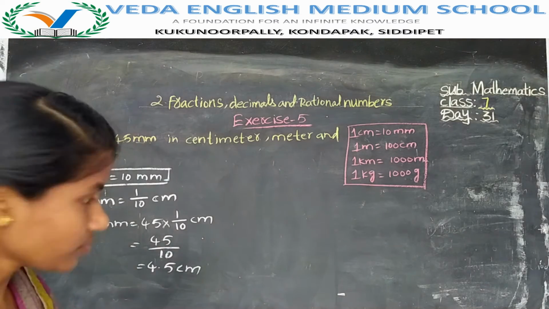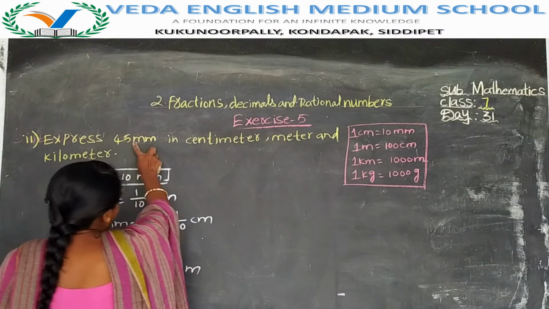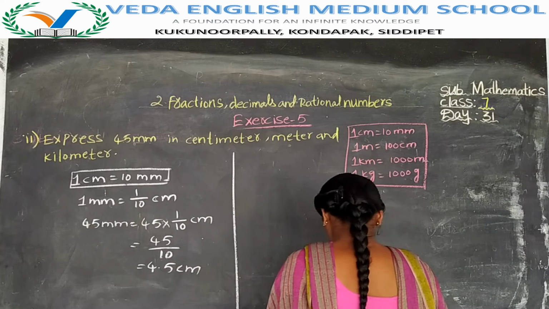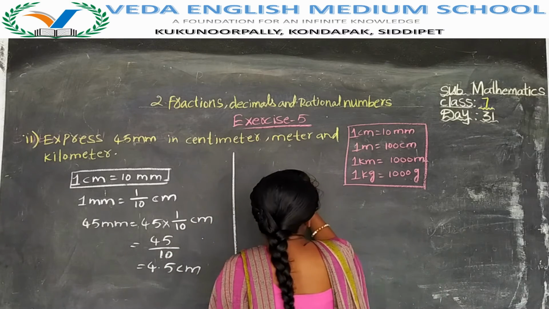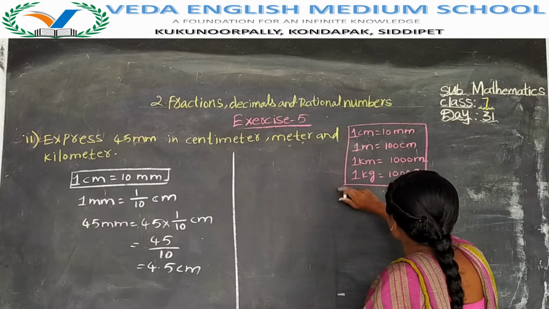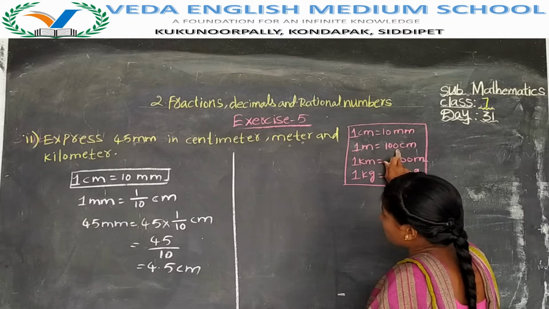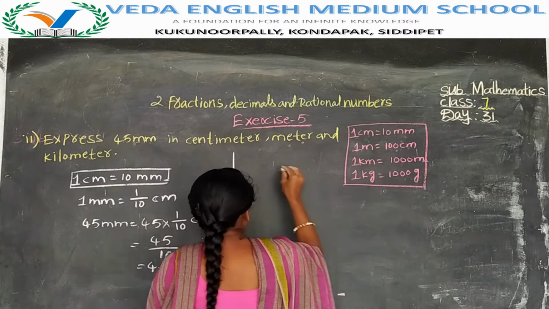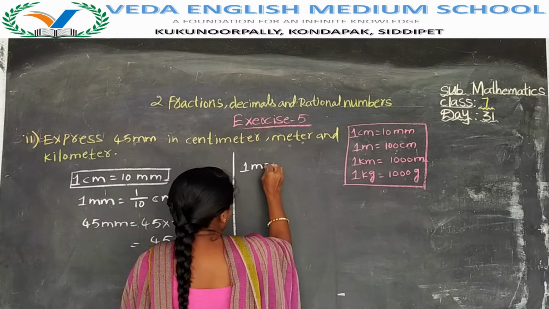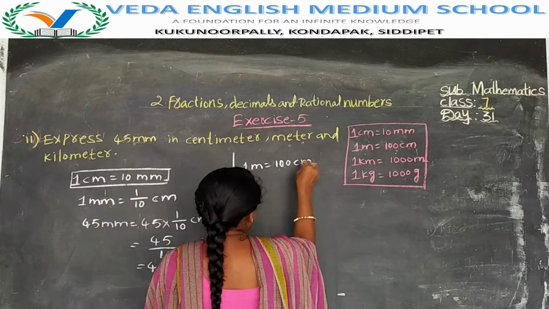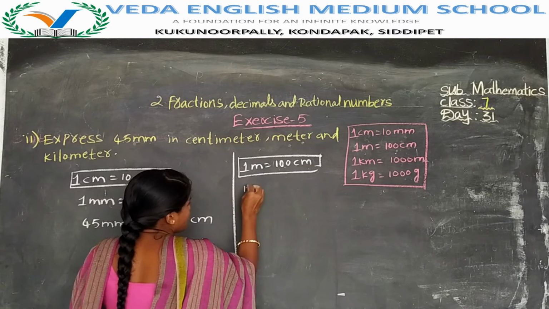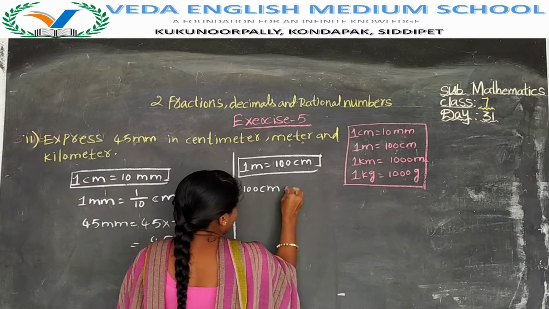Next, we have to convert this 45 millimeters into meters. Here they have given 1 meter is equal to 100 centimeters. Sorry, not 1000, 1 meter is equal to 100 centimeters. So use that box. Now 100 centimeters is equal to 1 meter. Write like this.